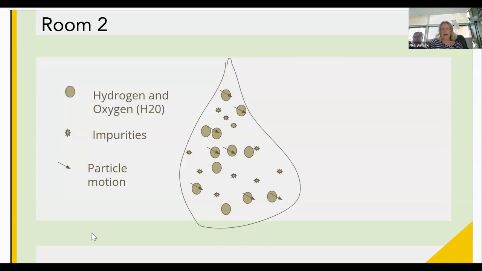Okay, so are we implying here that maybe these hydrogens and these oxygens are connected in some way, or are they separated? How did you guys envision that? I don't know that we did.